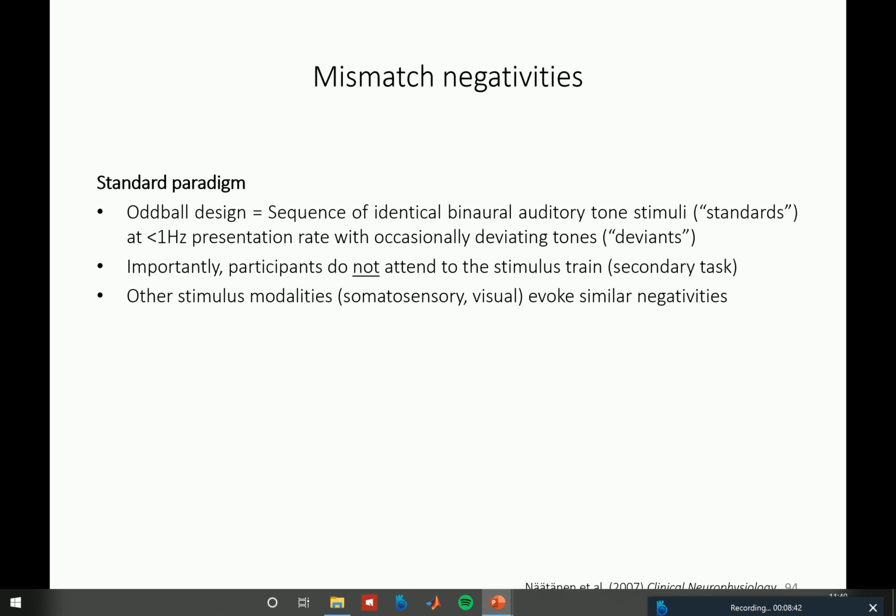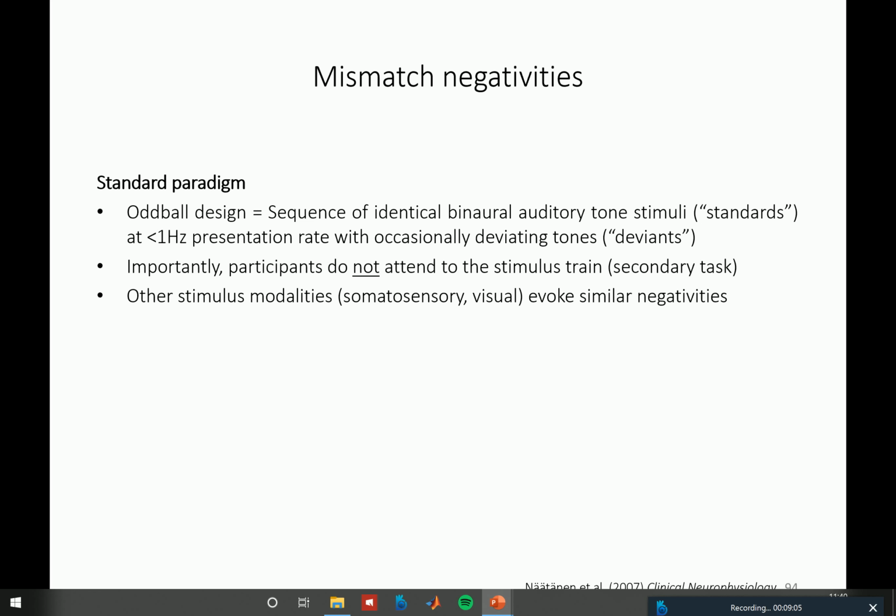So mismatch negativities, has anyone heard about mismatch negativity? Yeah, in which context? Cognitive neuroscience as well. No. Do you remember anything about them? Which is good, otherwise we wouldn't have to do this now.